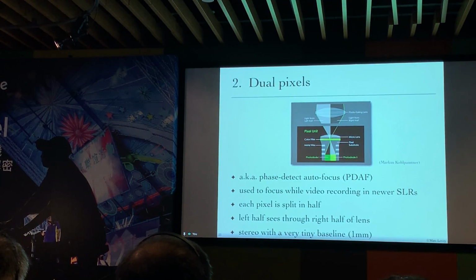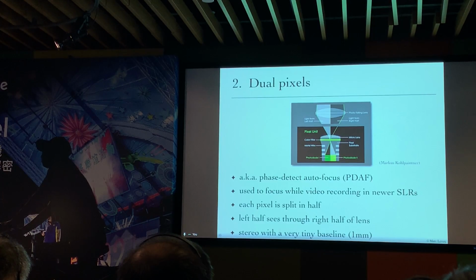Here's the second technology, dual pixels. The idea is, here's the main lens of the camera, so that's this lens. Above every single pixel, so here's one pixel, there's a micro lens. And the way the optics works, you put a micro lens above every pixel and then split the pixel into two halves. The left half of the pixel will see the world through the right side of the lens of the camera. The right side of the pixel will see the world through the left side.